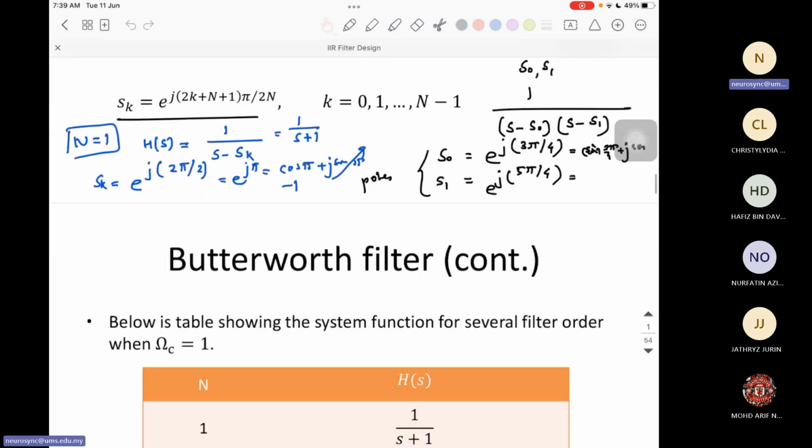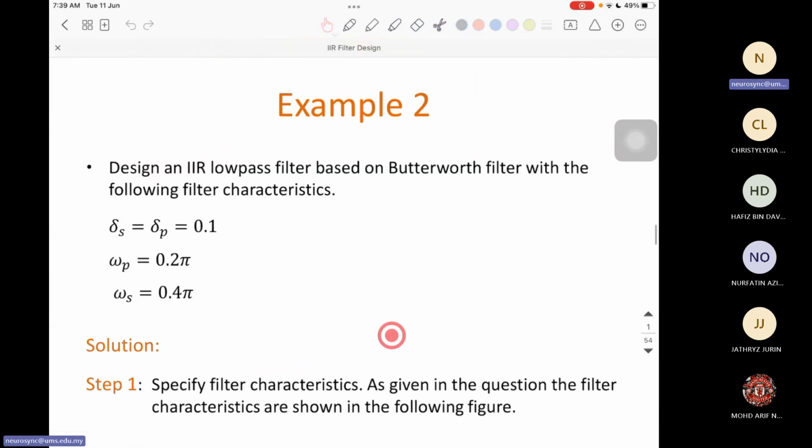Okay, so we will take the second example here. The example is: design an IIR low pass filter. It is given that this is a low pass filter, so we know the characteristics of a low pass filter are like this, which passes the lower frequencies. If this is omega c, the cutoff frequency, then it passes the frequencies less than the cutoff frequency.